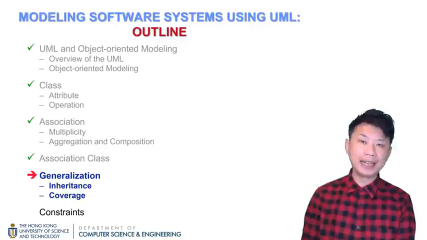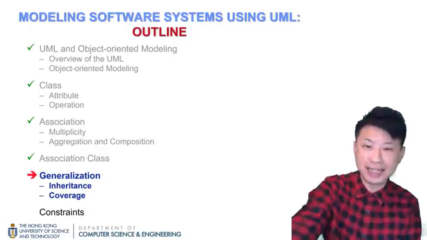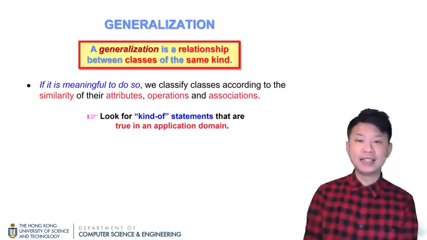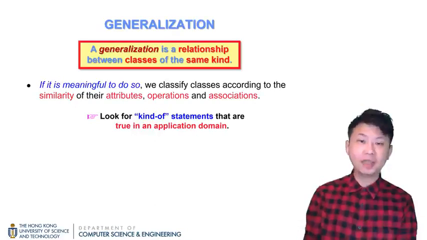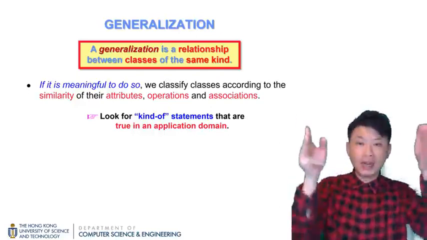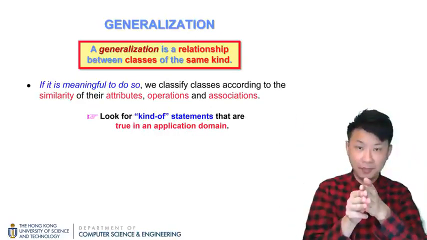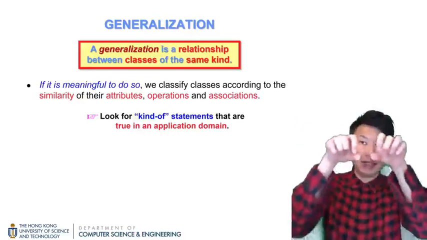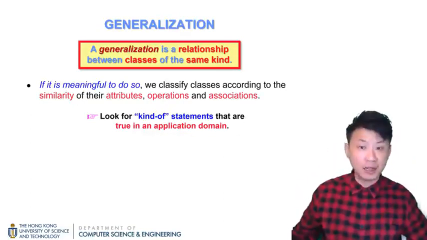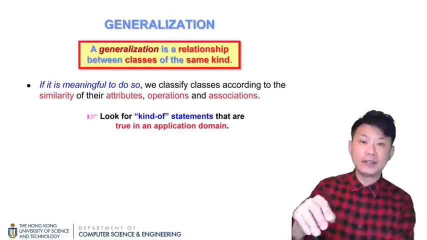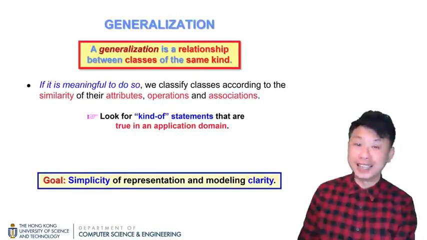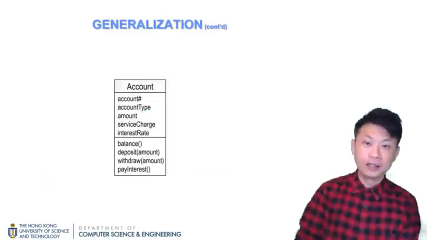And the next component that I'm going to cover in this lecture is what we call generalization, or inheritance. The definition of generalization is that it's a relationship between classes of the same kind. So we may have a class, and then we may specialize the class into different subclasses which are of the same kind. Now let me show you an example, because it's easier to explain generalization using an example.